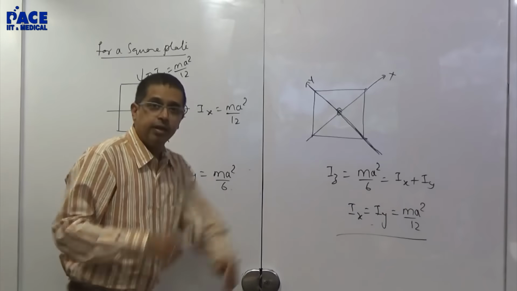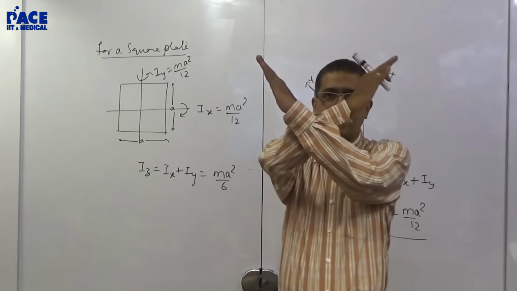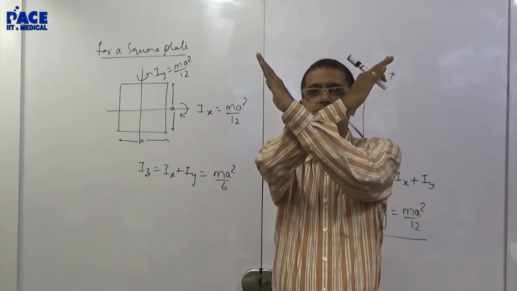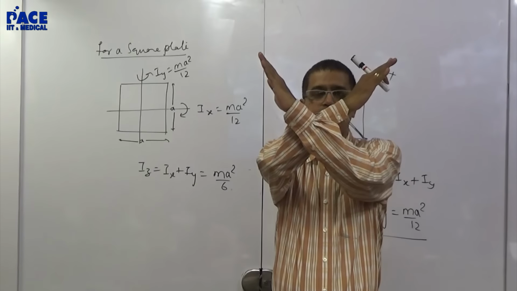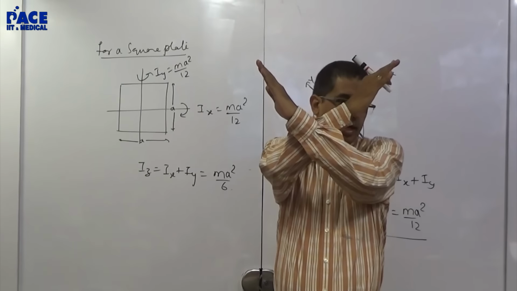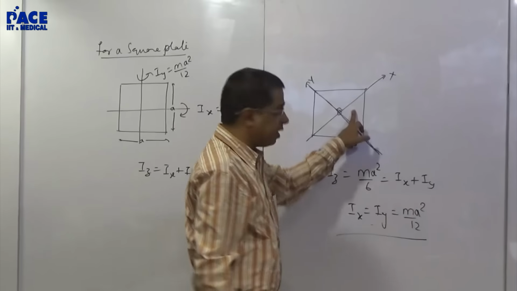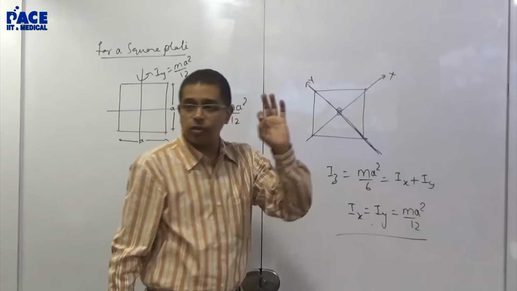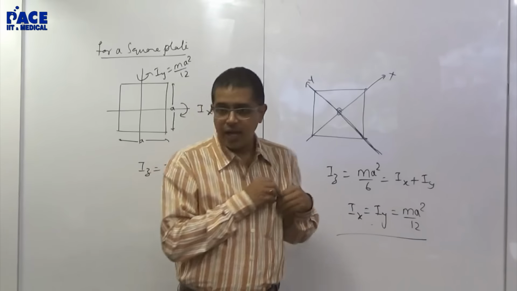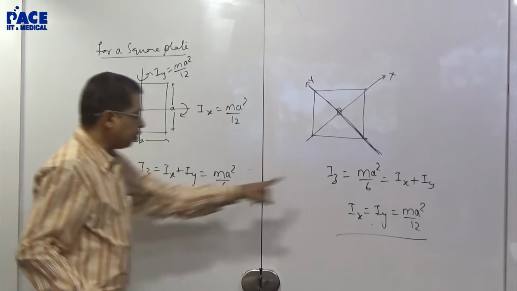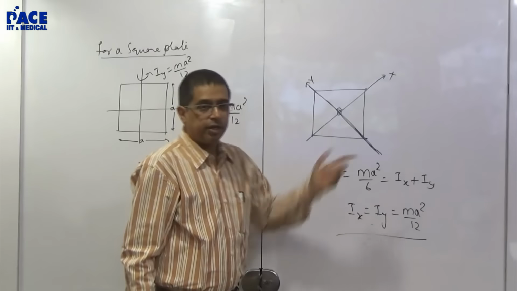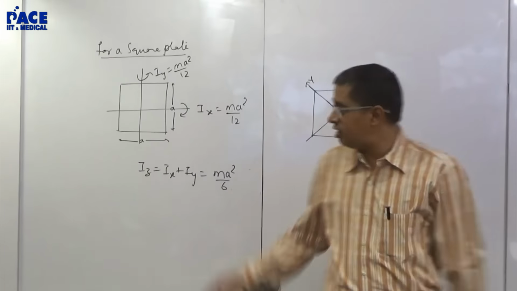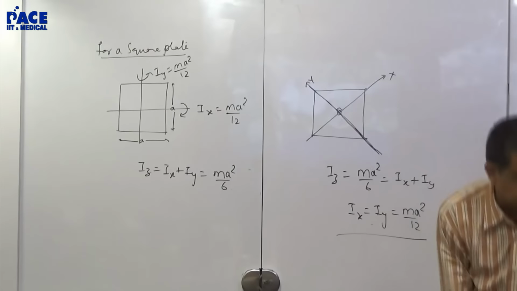Is it clear? The axis has been rotated, that's it. All conditions of perpendicular axis theorem will be applicable. X and y should be in the plane of the lamina. They should be mutually perpendicular. Z axis is passing through the intersection of x and y. Iz will remain the same. So you extrapolate that, equate it to Ix plus Iy. You will get the same results as that of the previous case.